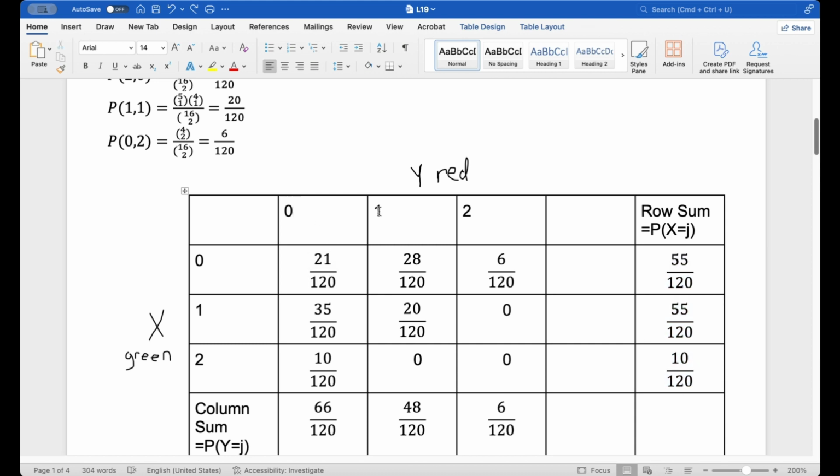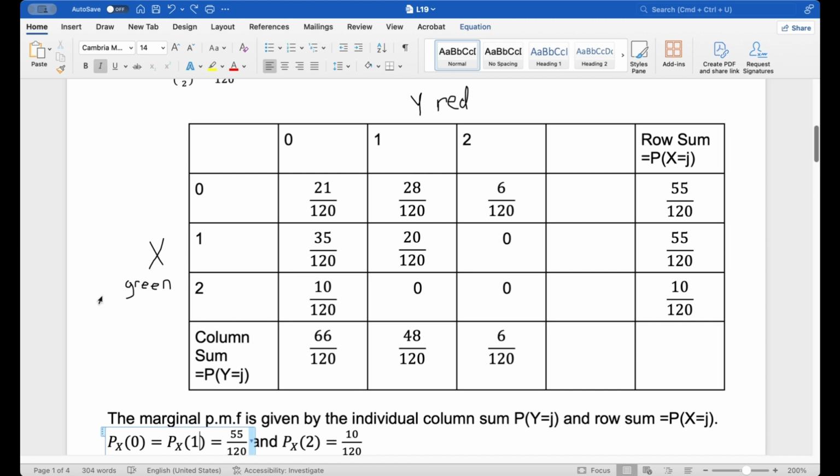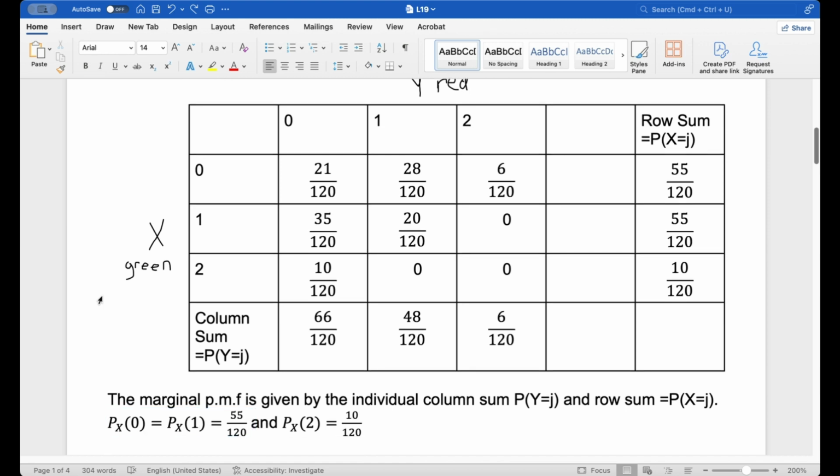Now we work with red, so we fix the column here. So for Y to be 0, for 0 red, we add up everything in that column, which is 66 out of 120. For 1 red, it's 28 plus 20, which is 48 out of 120. And for 2 red, it's 6 out of 120. And again, if you add those up, you will get 1 whole. So the marginal PMF is given by the individual column sum, the probability that Y is equal to a fixed value.